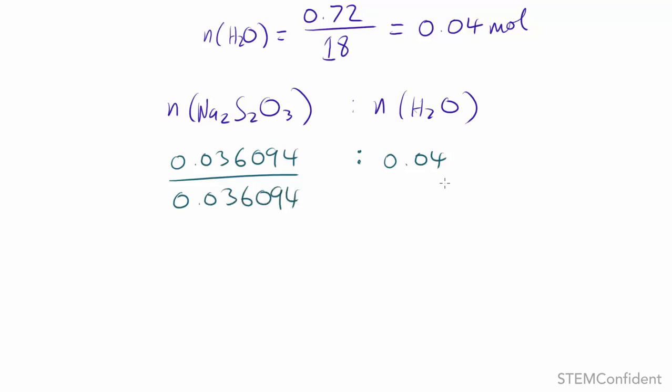0.036094. And now what we do on the left hand side, because it's a ratio, we also need to do on the right hand side. I mean, the ratio symbol is not an equal symbol, but it is like an equation where if you do something here, we have to do it on the other side as well. So we also need to divide this by 0.036094. Now on this side, we're dividing a number by itself, so it's going to give us 1.